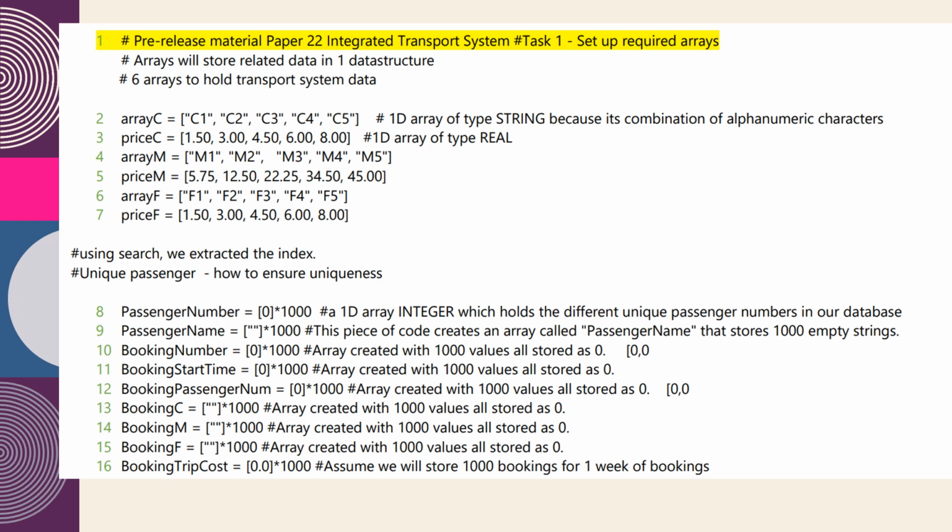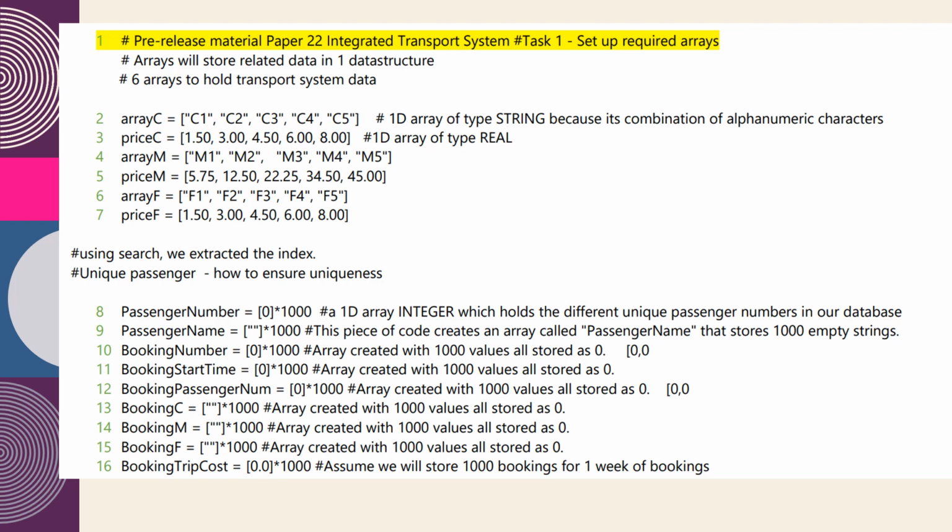So it's basically the first 7 lines are showing you the data structures that are storing the data. So we have 6 arrays, 3 of them are of type string and 3 of them are of type real. Then from line 8 to line 16 in this image, we have 9 arrays. These arrays are like our database. They're going to hold all the information we need.